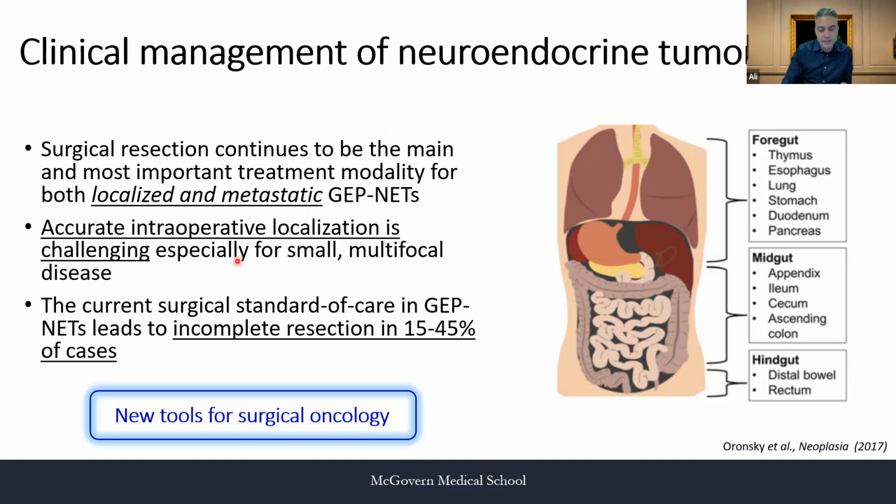But the difficulty here is that these lesions tend to be small. They're really multifocal in their presentation. So as surgeons will tell you, intraoperative localization of these is not straightforward. And if there's any method to detect them better, it would be very valuable. As a result of this type of complication, there's a very high incomplete resection rate of up to 45% in these cases. So clearly you can see that new tools for surgical oncology could have an impact on patients with neuroendocrine tumors.